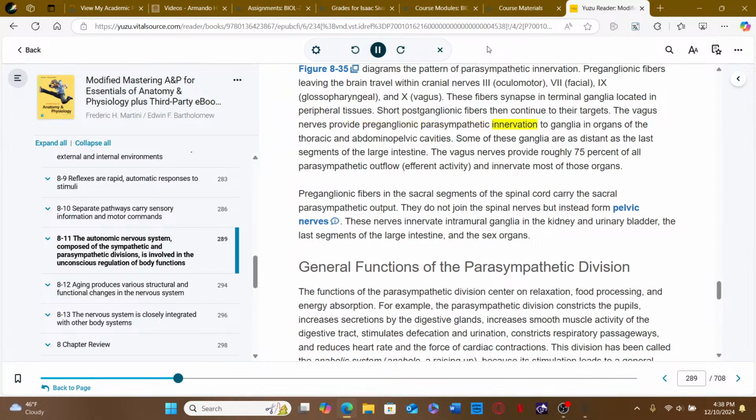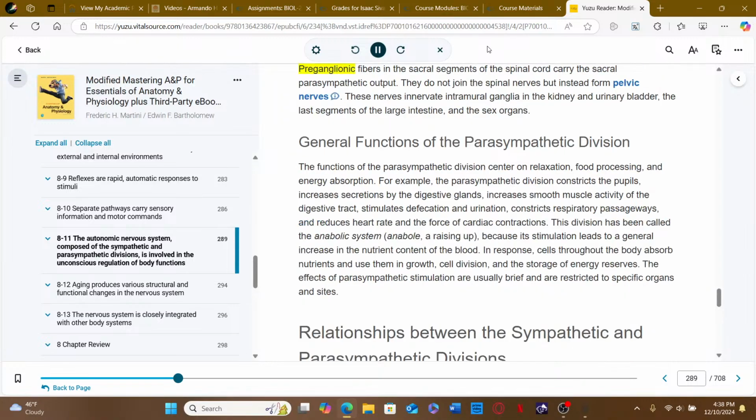The vagus nerves provide preganglionic parasympathetic innervation to ganglia in organs of the thoracic and abdominopelvic cavities. Some of these ganglia are as distant as the last segments of the large intestine. The vagus nerves provide roughly 75% of all parasympathetic outflow, or efferent activity, and innervate most of those organs.